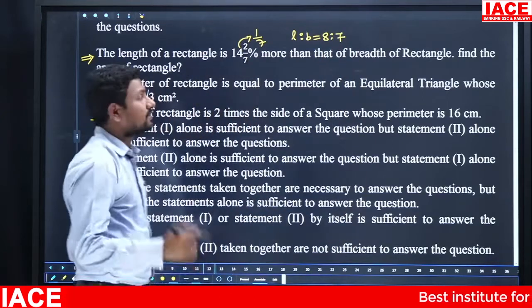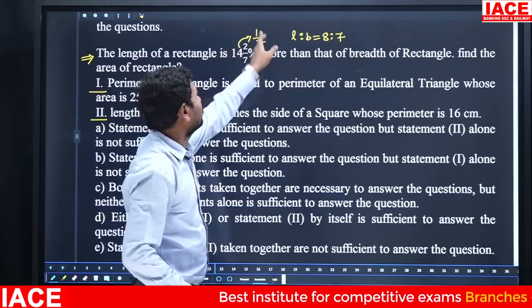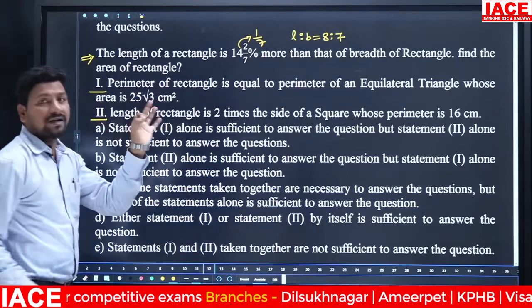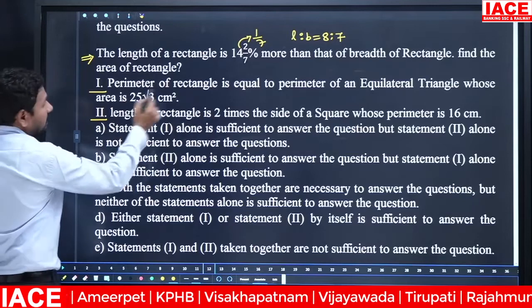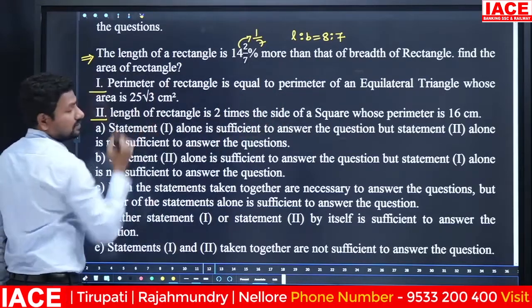Length and breadth ratio is what? 8:7. The length of a rectangle is 14 2 by 7 percentage, every 7 parts, 1 part is more than 8:7. Find the area of rectangle. Area of rectangle purpose perfectly I need the numbers. What is the length? What is the breadth? Perimeter of a rectangle is equal to perimeter of equilateral triangle whose area is 25√3 centimeter square.